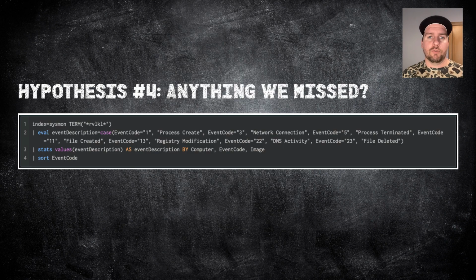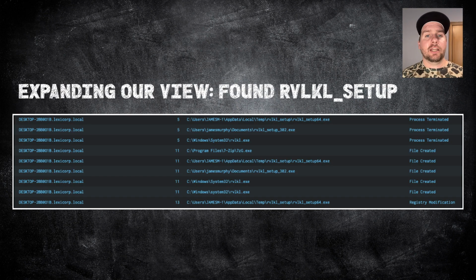Now this is our hypothesis 4 query, and it's the same query that we started with, but now we are adding an added field for more contextual information in the stats line. We can now see that there is another executable that exists or existed, the keylogger setup executable. It is generating some logs for us to dive into as well. So let's look specifically at the registry key modification event.